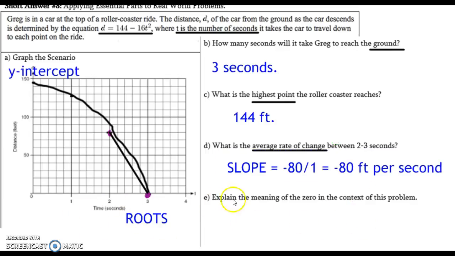Last but not least, explain the meaning of the 0 in the context of this problem. Well, we know at that 0 point, Greg is no longer at the top of a roller coaster ride, he's at the bottom. So the meaning of the 0 is Greg has reached the ground.